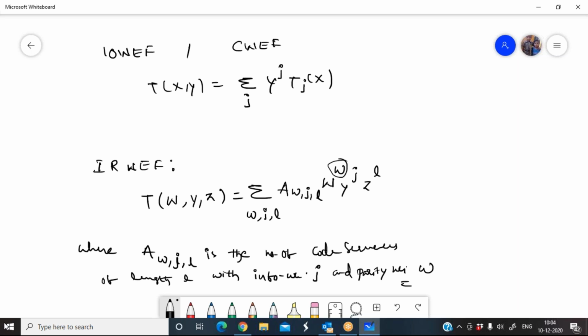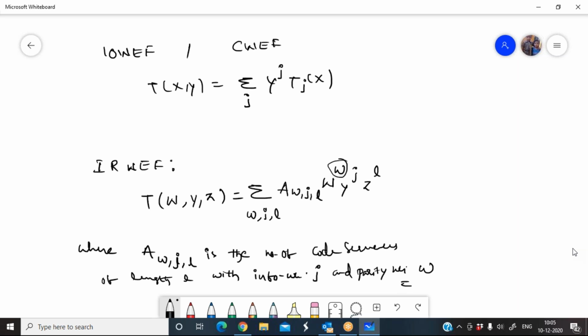A(w, j, l) is the number of code sequences of length l with information weight j and parity weight w. This is the formula for the input redundancy weight enumerating function. So that's it about the weight enumerating function definitions. A brief once again: IOWEF, WEF, CWEF, IRWEF. Suppose the question is to write about the properties, then you have to write all these things. Okay, and the relations I have also given.